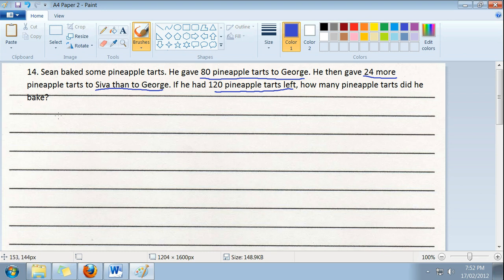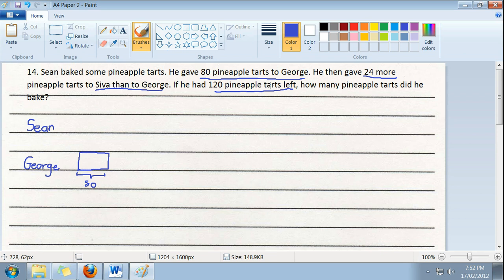So in other words, this is a problem where somebody has given something and he has a certain amount left, but we need to find the original amount. So this is what we need to do. Let's write Sean here first. Okay, we'll come back to him later. Let's go to George. And he says Sean gave 80 pineapple tarts to George. So we're going to draw a bar to represent this. And this will be 80.